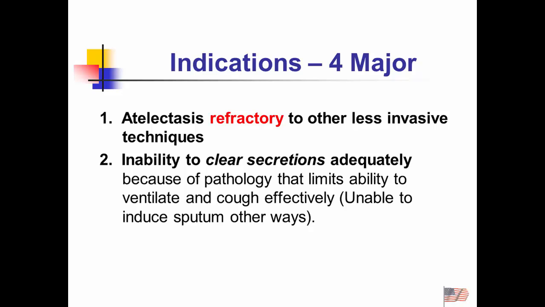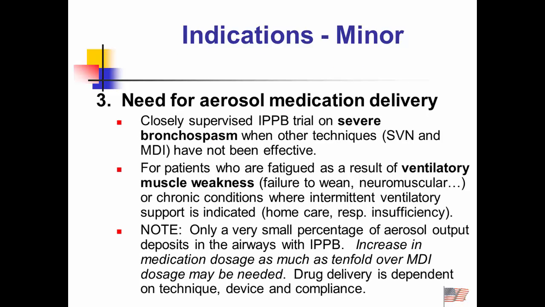So what about indications? There's 4 primary indications you want to look for. One is an atelectasis that's refractory to incentive spirometry or cough and deep breathing. So if the simple stuff doesn't work, go the next step. If I have somebody who has an inability to adequately clear secretions because the pathology that they have doesn't allow them to take a deep breath and cough, this would be an alternative that we can do.